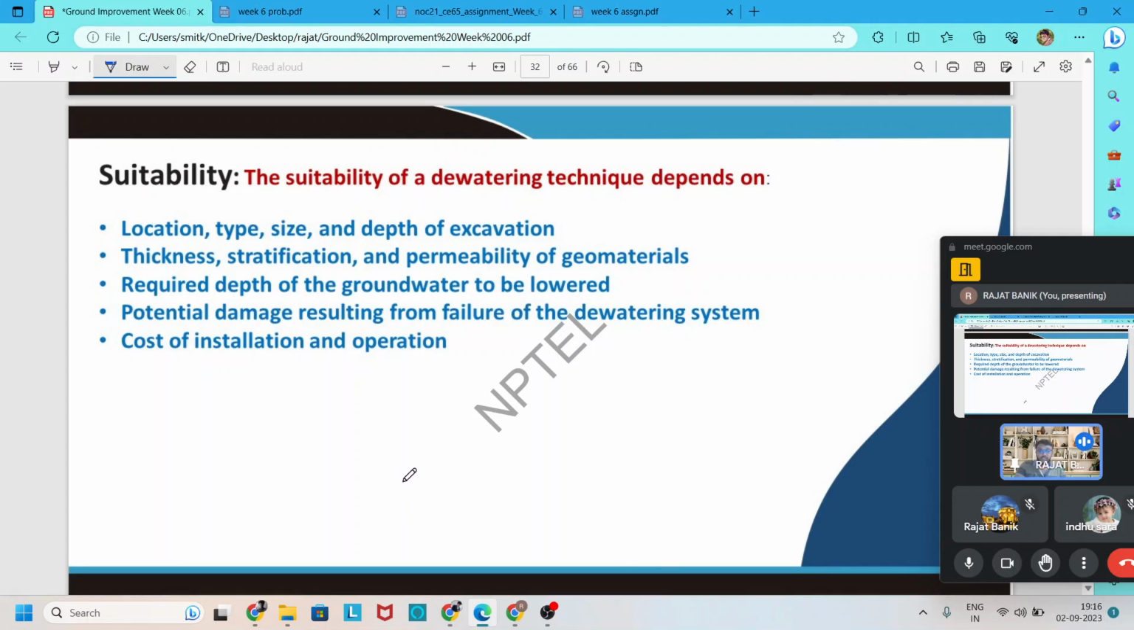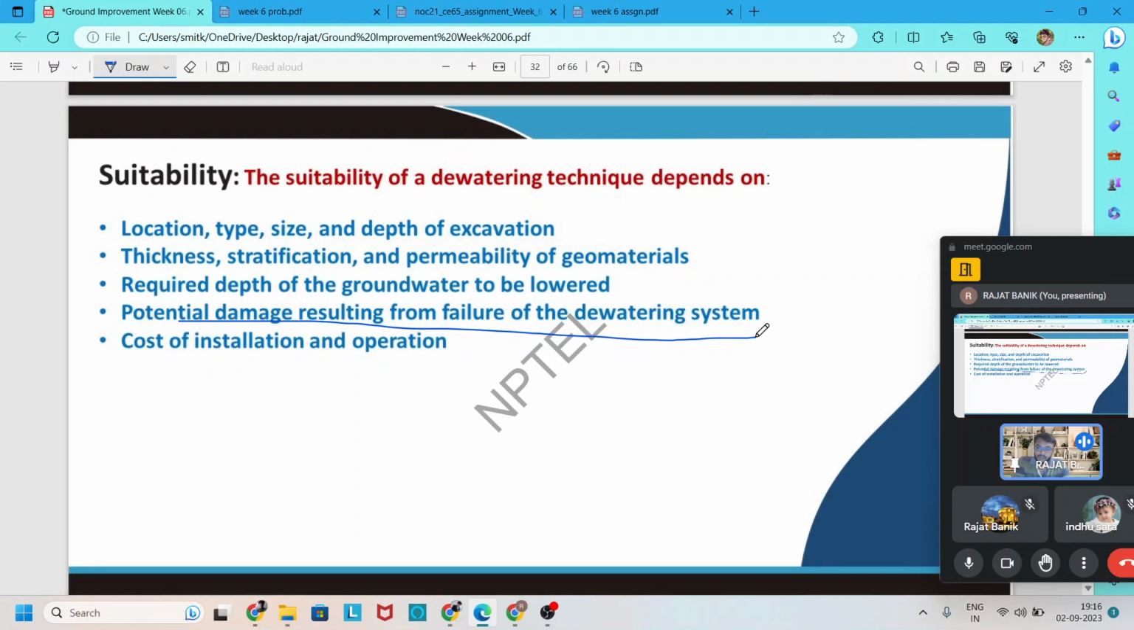Also, we want to address the potential damage resulting from failure of the dewatering technique. We know that if we extract water from the ground, void space is created because the excess pore water pressure is removed from the soil, and due to the overburden pressure, effective stress increases. So sudden ground subsidence or sudden settlement happens, which can damage the surrounding region or surrounding structures also. That needs to be kept in mind when we apply the dewatering technique.